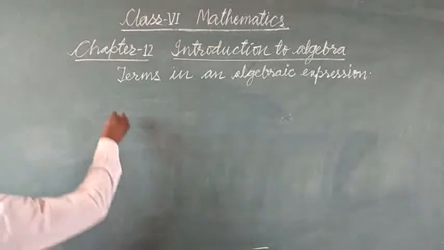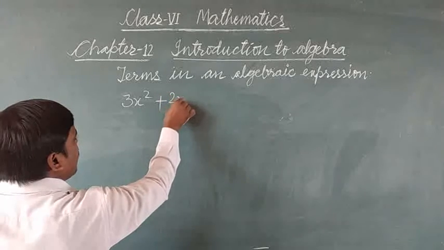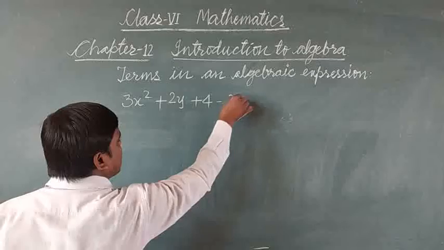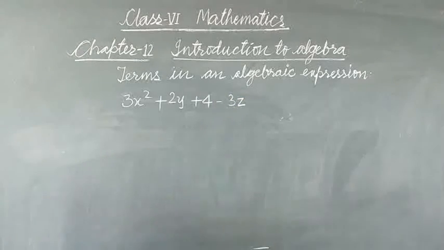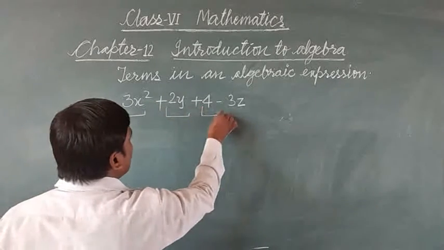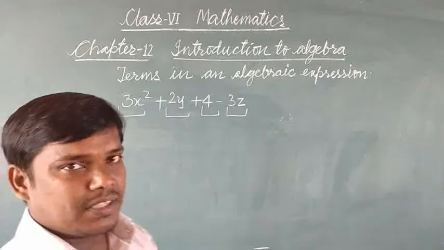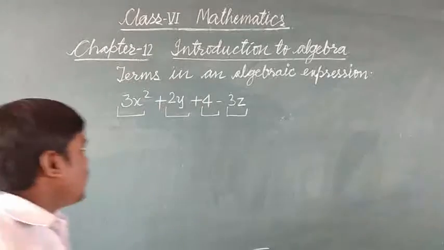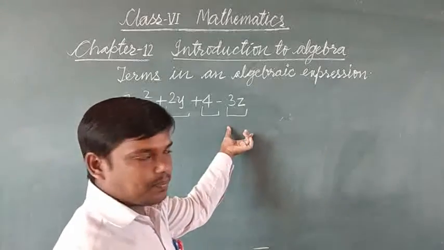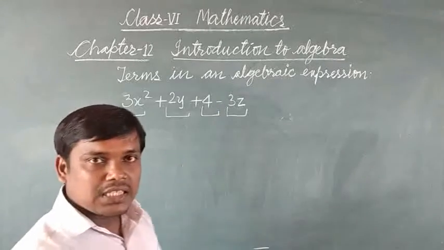Suppose I have an algebraic expression 3x square plus 2y plus 4 minus 3z. In this case 3x square, 2y, 4 and minus 3z are terms, because in this algebraic expression they are separated by plus, plus and minus signs.